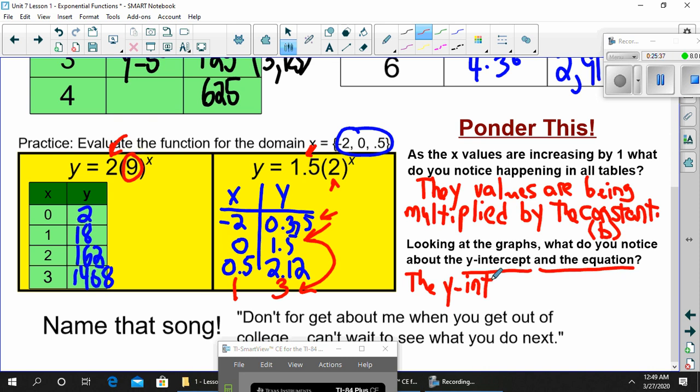The y-intercept is the non-zero constant being multiplied in the beginning of the equation.